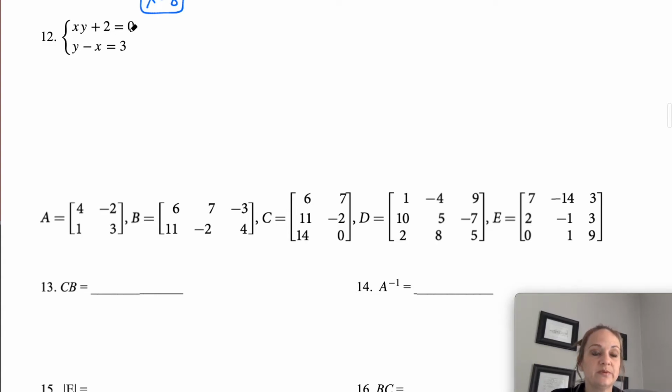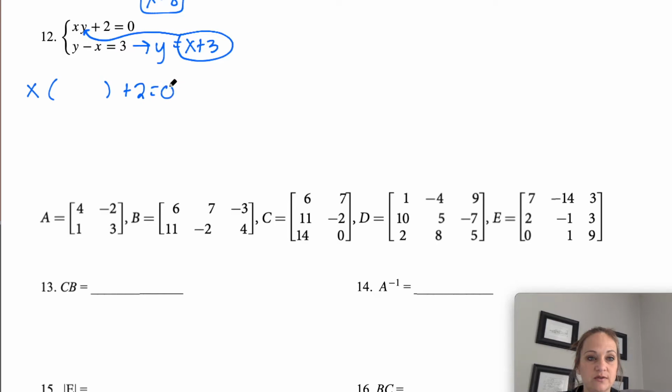There are two ways to solve this. One way is I can add 3 to both sides, add x to both sides, and then I can substitute this into y. So where you would have y here, it'd be x, y plus 2 equals 0. But instead of y, I'm actually going to put what it represents, x plus 3. So in order to solve this, I would distribute. I would get x squared plus 3x plus 2 equals 0.